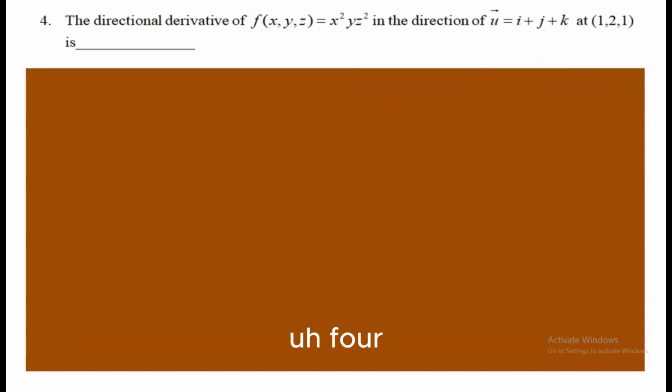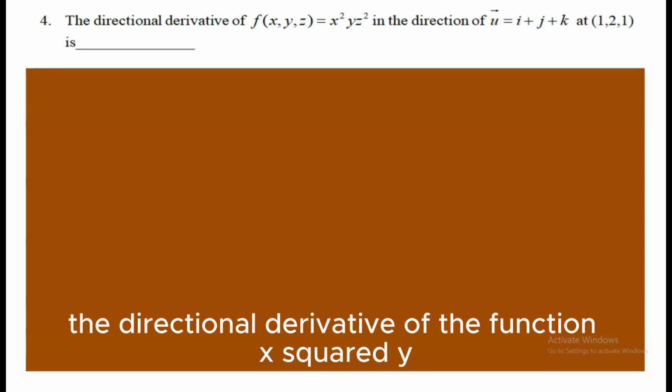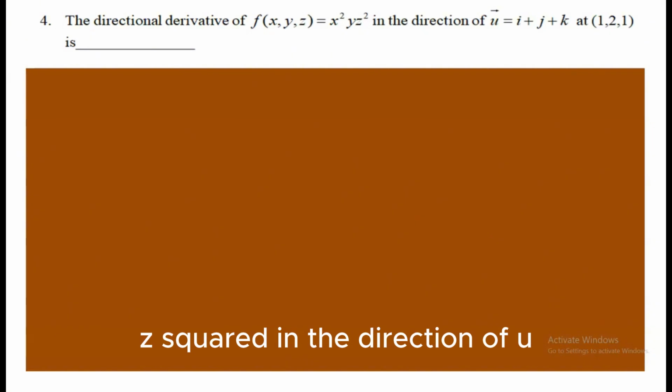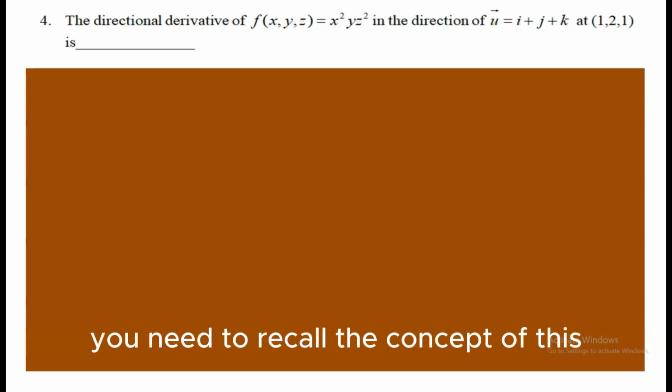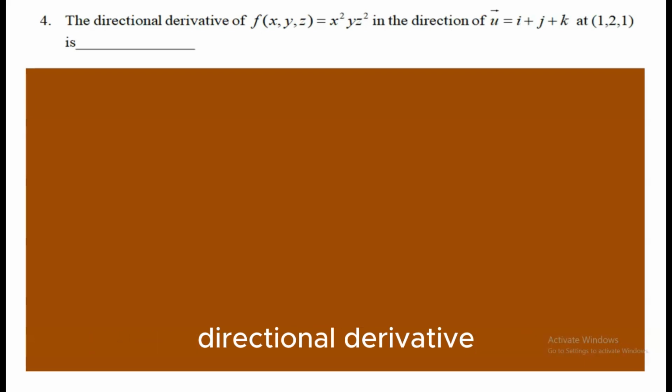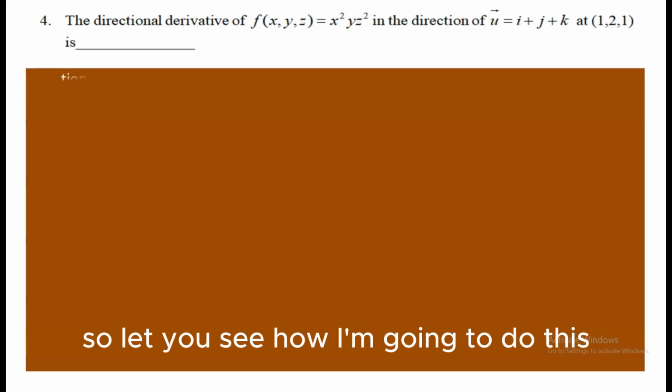Okay, dear students, now comes question number 4. The directional derivative of the function x squared y z squared in the direction of i plus j plus k at (1, 1, 1) is blank. So here you need to recall the concept of the directional derivative. Let me show you how I'm going to do this.